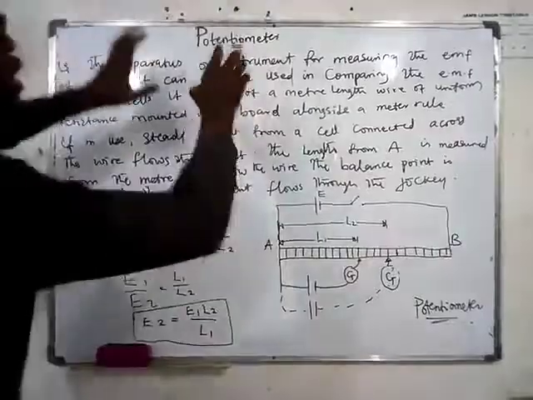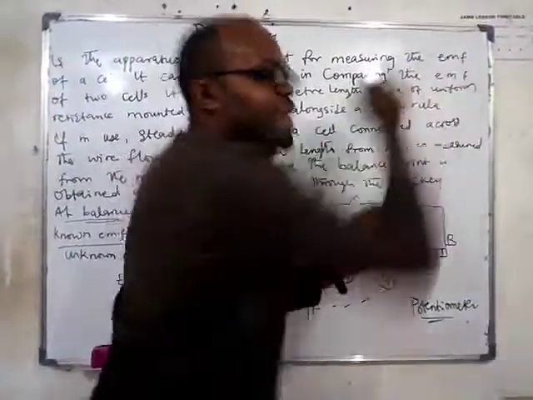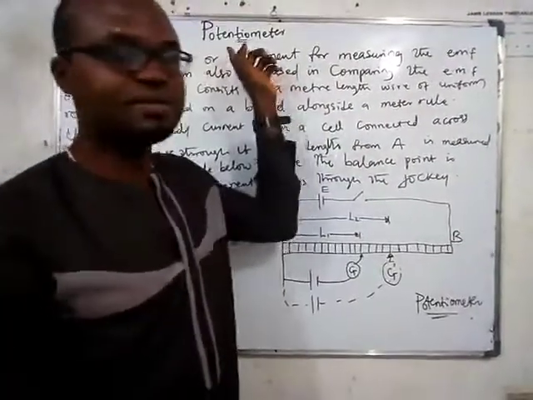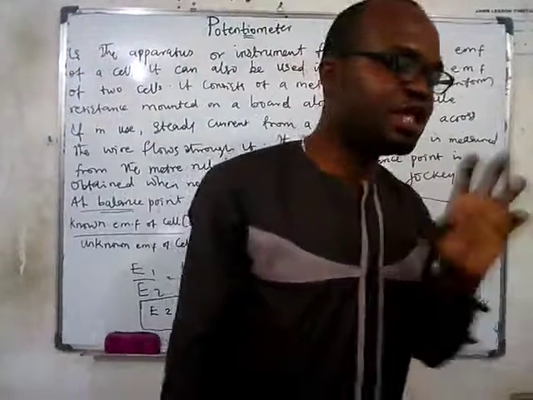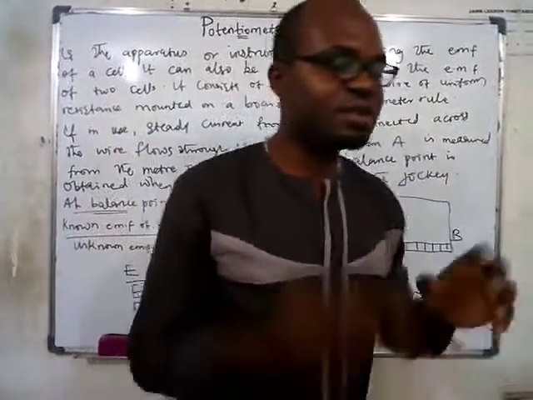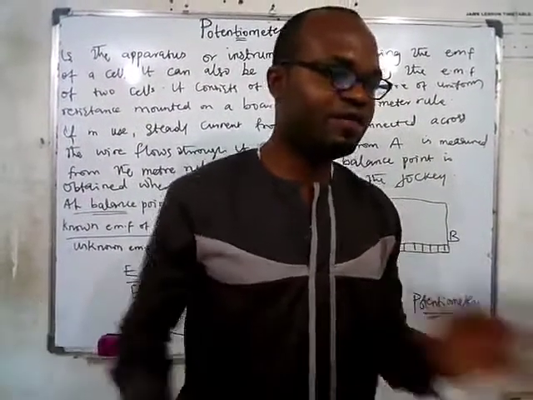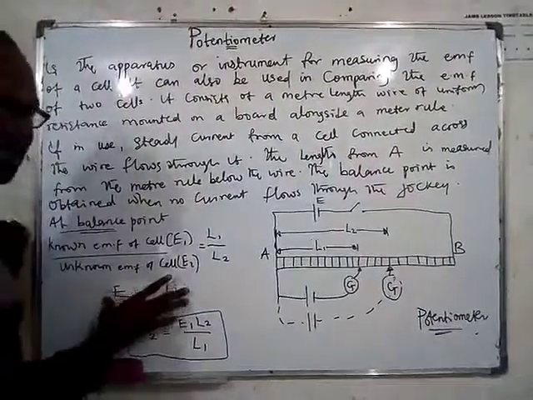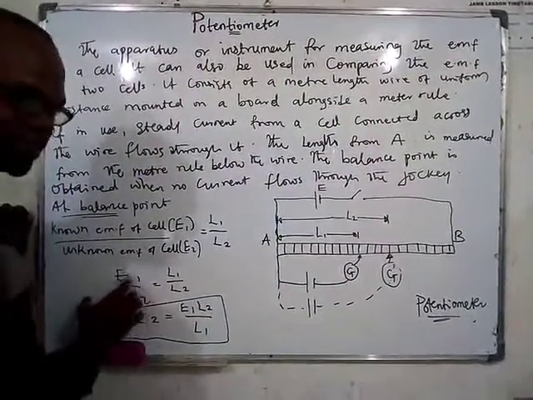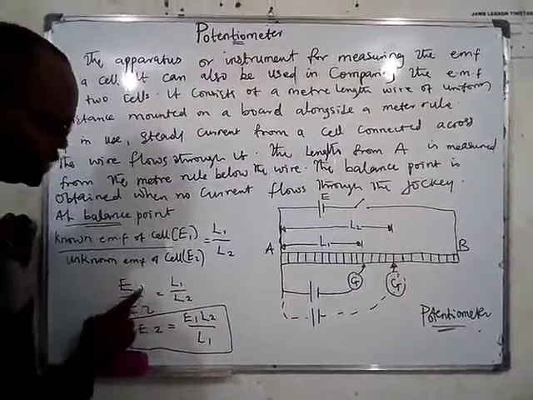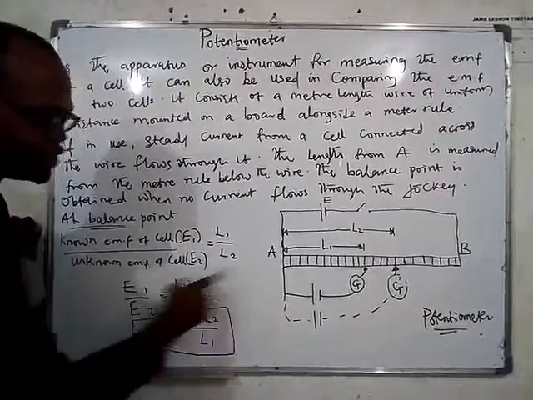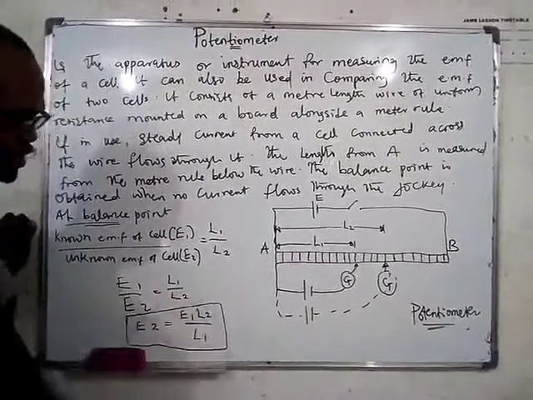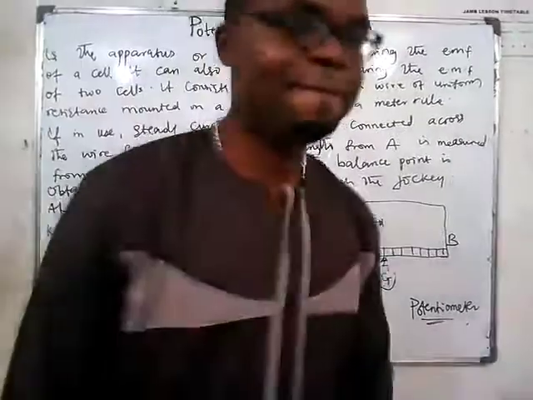So whenever you want to measure the e.m.f., the electromotive force of a cell, you use an instrument known as the potentiometer. You use it to measure e.m.f. Is that clear? You also use it to compare the e.m.f. of two cells. Take note of the equation: E1, the electromotive force of cell 1, over that of cell 2 is equal to the length measured from the point when there is a balance, L1, to the length L2. Is that clear? Yeah, thank you.